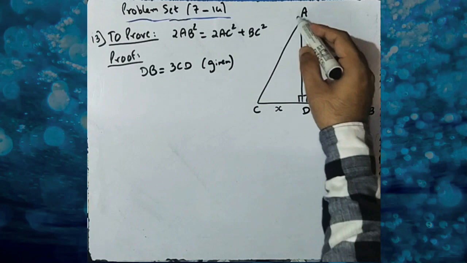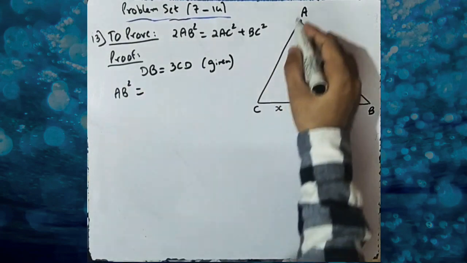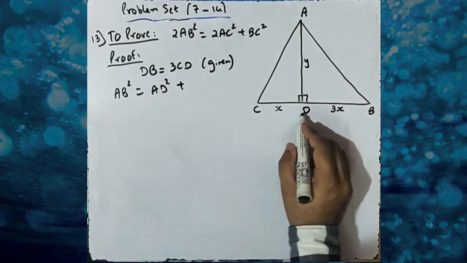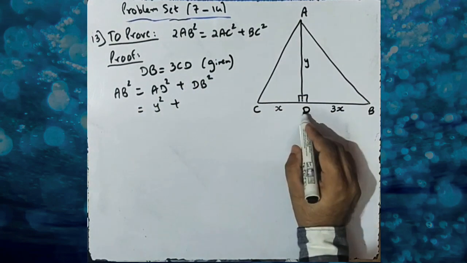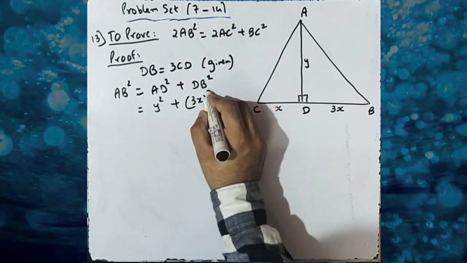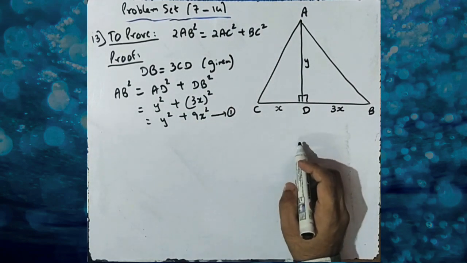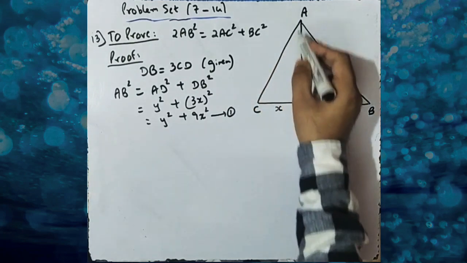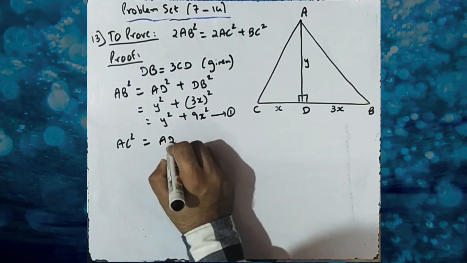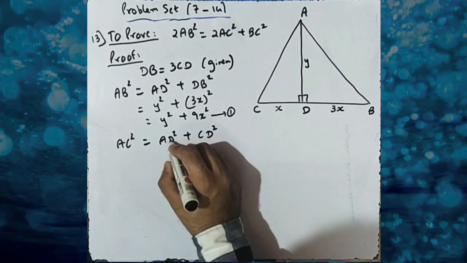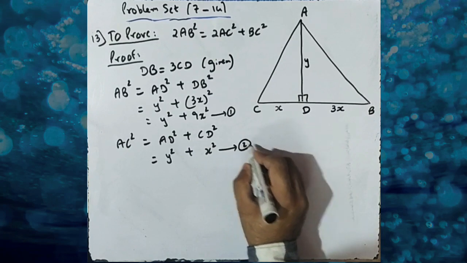First, in right angle triangle ADB by Pythagoras theorem, AB square is equal to AD square plus DB square. In the place of AD will come y, in the place of DB will come 3x whole square. Y square plus 9x square, statement number 1. Now in right angle triangle ADC by Pythagoras theorem, AC square is equal to AD square plus CD square. In the place of AD will come y, in the place of CD will come x square, statement number 2.